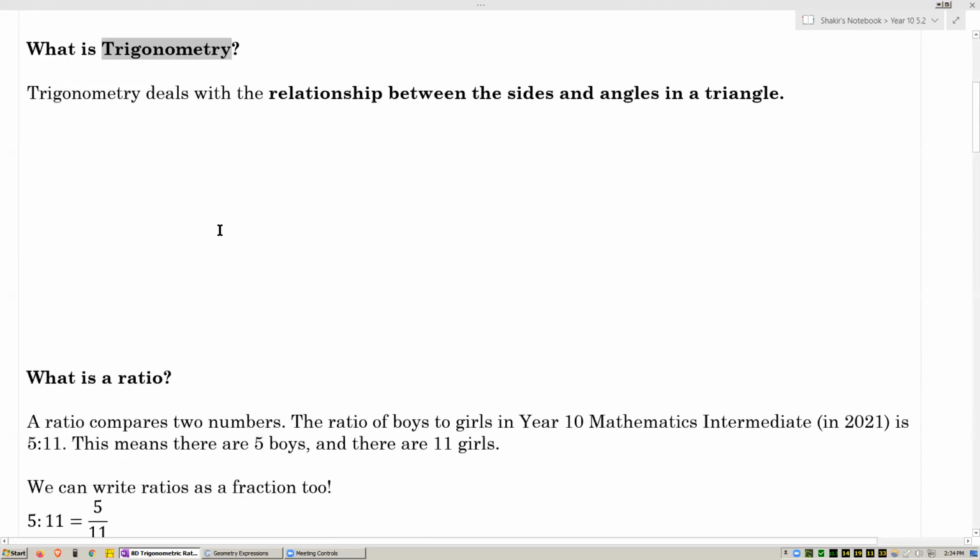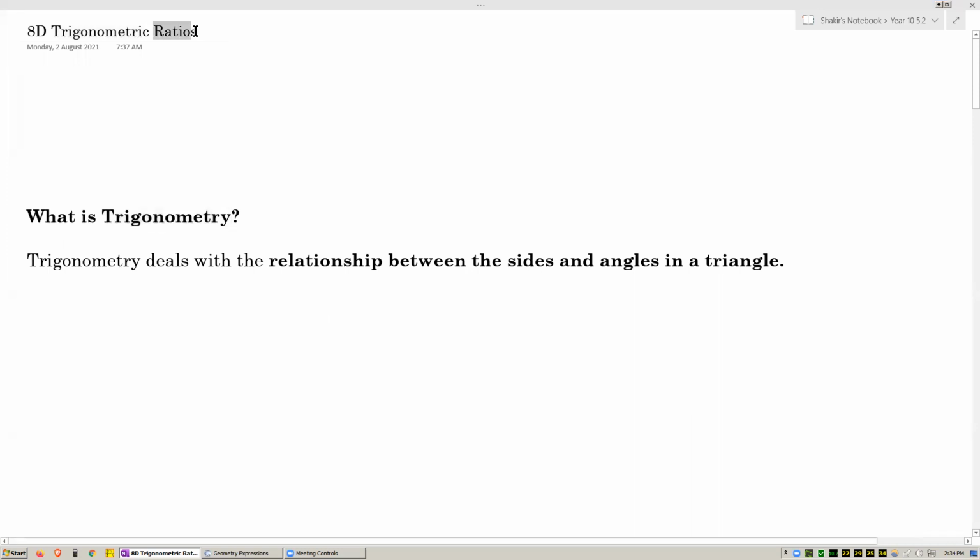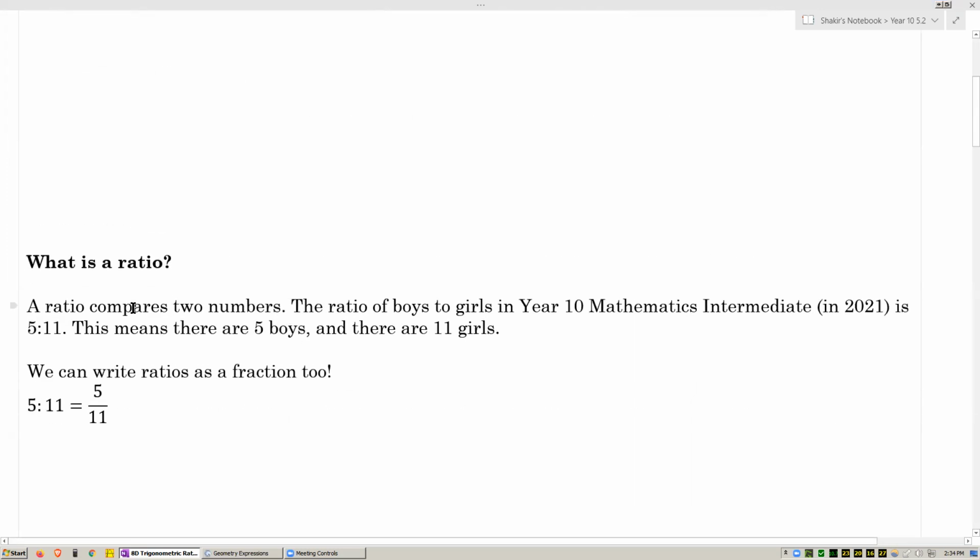Moving on. Ratio. So there are two words, trigonometry and ratio. A ratio is just a comparison between two numbers. For example, the ratio of boys to girls in Year 10 mathematics is 5 to 11. This means there are 5 boys, 11 girls. For every 5 boys, there are 11 girls. And we can write it as a fraction as well. 5 to 11 is just 5 over 11.